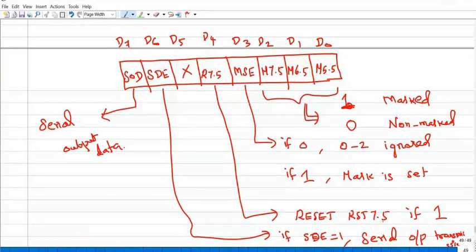Next one, reset RST 7.5 individually. If this D4 equal to 1, the RST 7.5 interrupt is reset. D5 is reserved. Then D6, D7 bit positions indicate whether the serial data transmission is enabled or disabled. When this pin is high, the processor is ready to transmit the data serially to the outside world. So whatever information is available in the D7 position, that data will be transmitted to the external world.